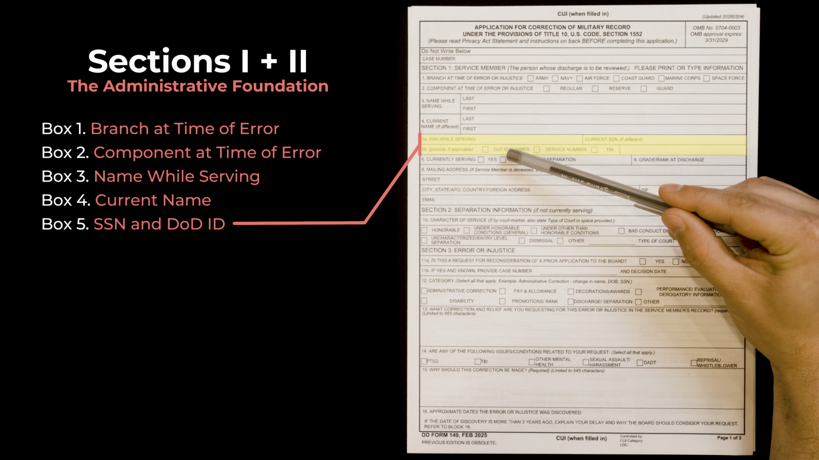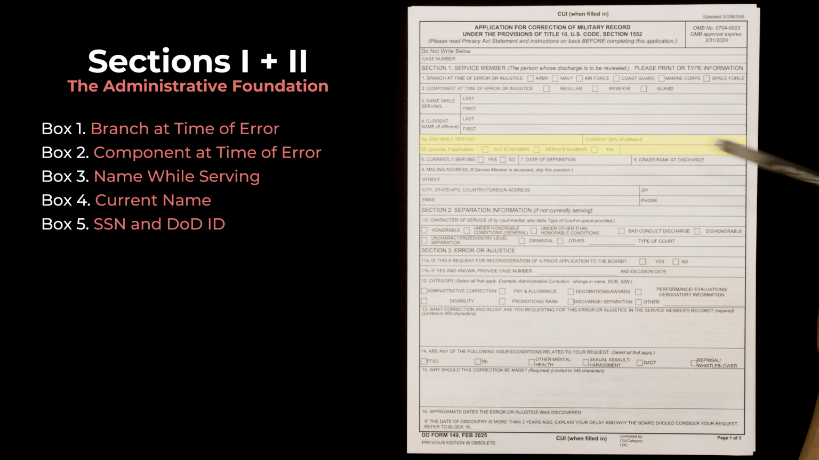Box 5A and 5B cover your social security number while serving, your current social security number if different, and your DoD ID number. Fill every applicable field. Incomplete identifying information can delay processing or prevent the board from locating your records efficiently. Mark anything that doesn't apply as NA. Never leave a box empty.